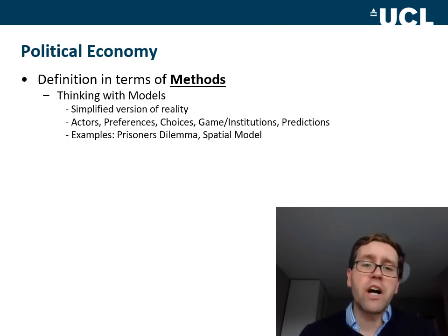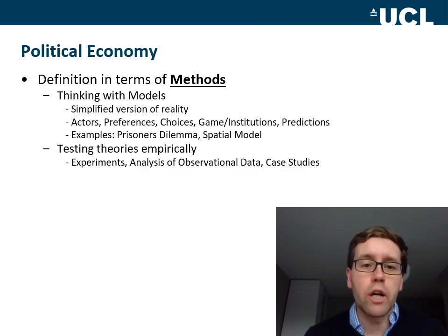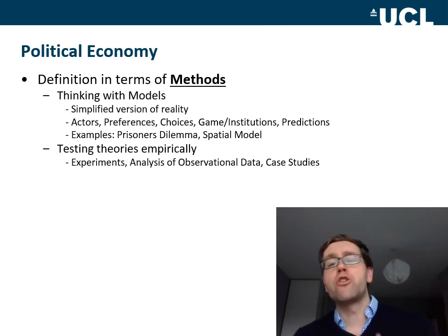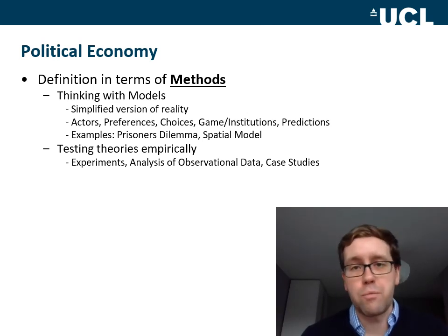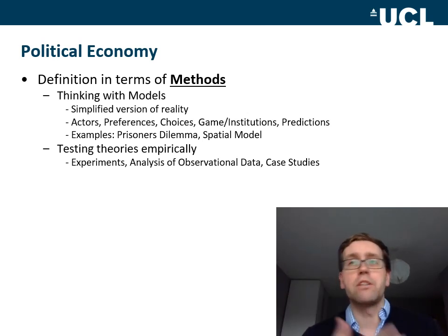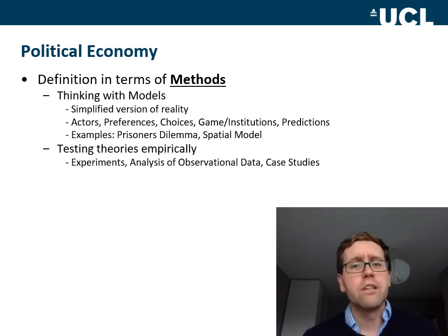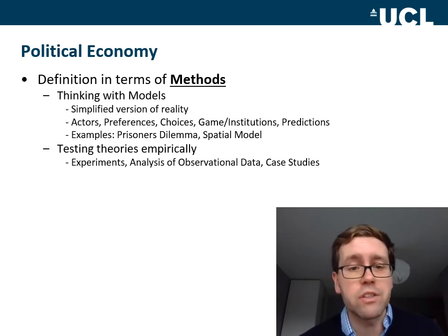So political economy is sometimes defined in terms of methods, in terms of thinking with models or testing theories empirically. Economists did this before political scientists, by virtue of scientific change, but it is now universally accepted in political science as well: the empirical testing of theoretical ideas. So I can tell you about the prisoner's dilemma, about the spatial model, or whatever it is, but the first question you should have is, okay, so is it true? Does it work empirically? You tell me a nice story about how people interact and what the outcome should be, but then you have to go to the data, to the real world, and see whether people really behave this way.